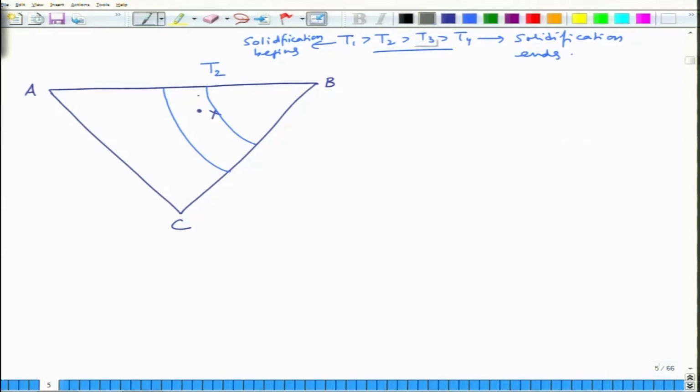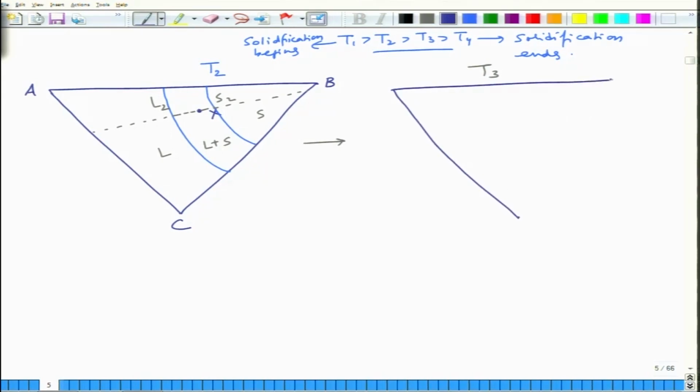The tie line for this composition, let us say this is the tie line, okay, and this falls on this line, okay. So, this is your liquid L2 and this is your S2 composition; this is the solid state, this is the liquid state, and this is in between liquid and solid state. Now, as you go to T3, another temperature, as you go down in temperature, the liquidus and solidus move. So, more and more, the solidus comes closer to X.